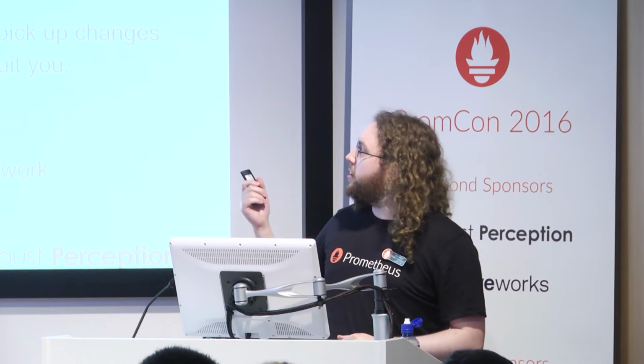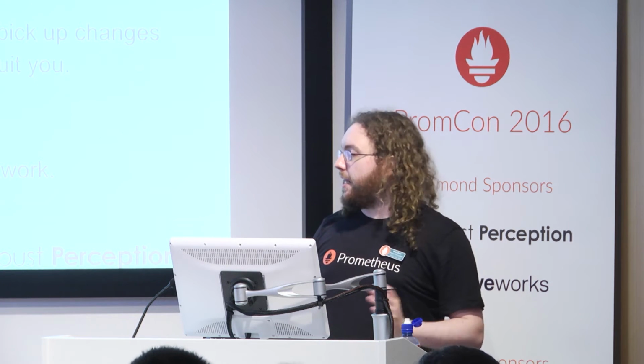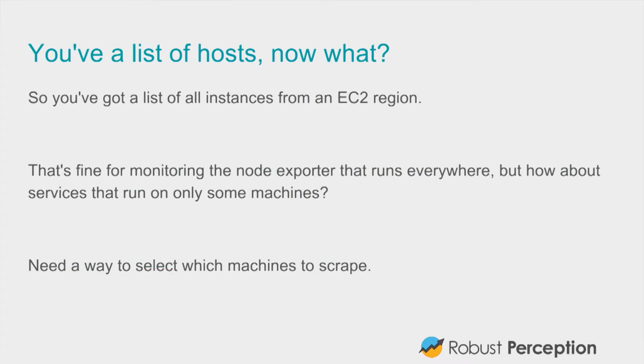File SD reads off disk. If you aren't using something we support, you can use that. Otherwise, we get stuff over the network and we get a list of all your machines. But then all I have is a list of machines. Okay, let's say all instances from an EC2 region. And that's nice if I just want to hit port 9100, monitor the node exporter, pull in those 400, 500, 600 metrics, depending on how many disks you have.